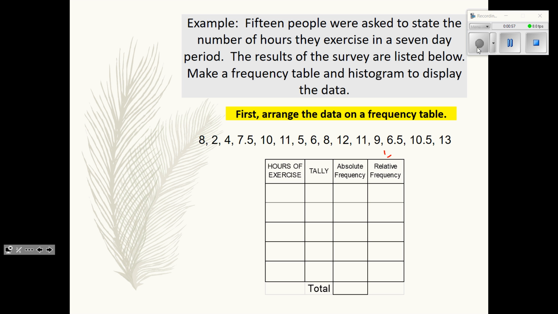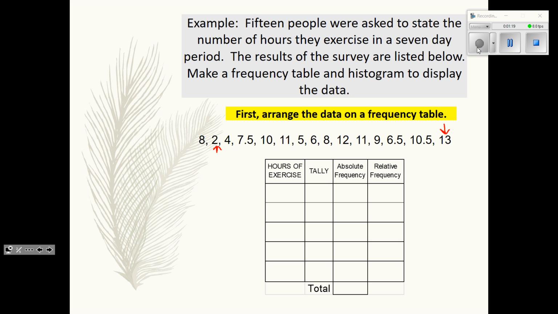Now, if you look up here, the data is pretty scattered around. We don't have a whole lot of numbers that repeat with one another. And it looks like the lowest number is a 2. And the highest number, do I see anything higher than 12? No, I think it's 13. So we know we have to go from 0 to 13.